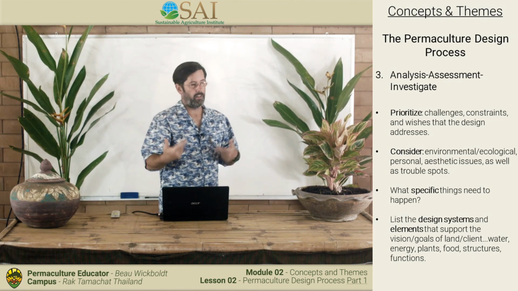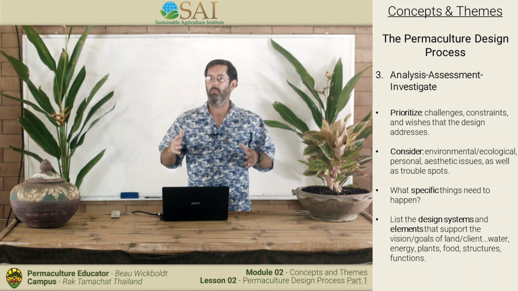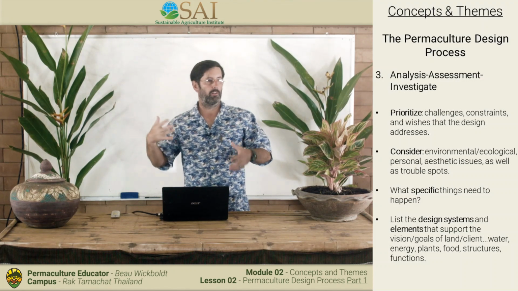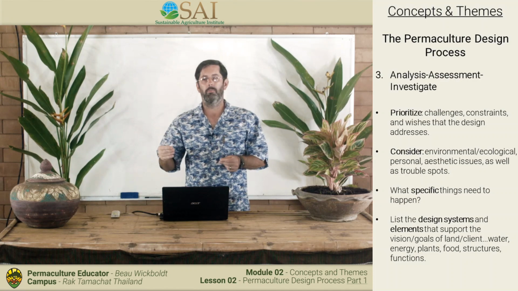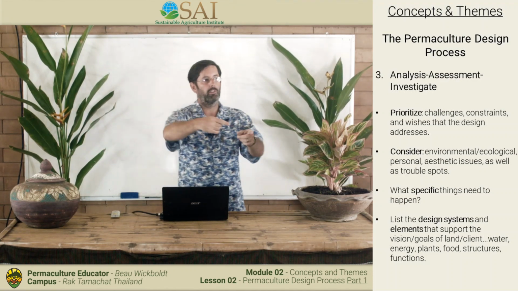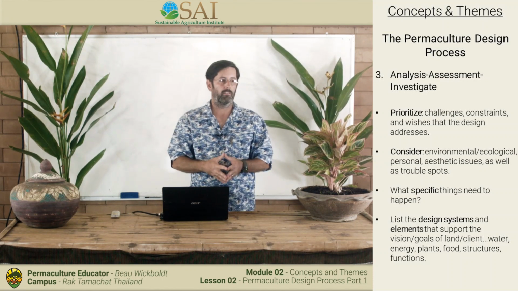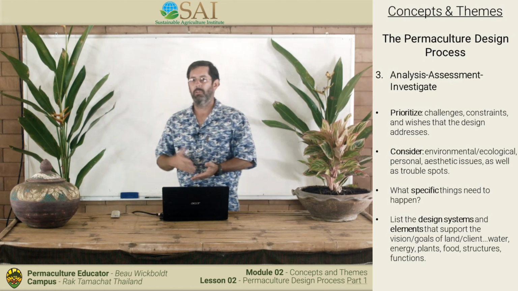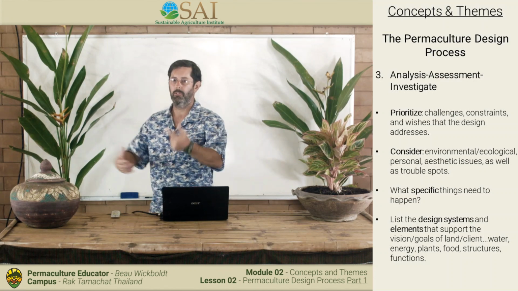And wishes that the design could address, like I wish I had more relationships, or I wish I had healthier food, or I wish I had more spirituality. These are things that the design could address, and it will help you to know what elements you need to put into the design to address those things. So if I want to have a more holistic lifestyle, I may need to have a place to do yoga or meditation, right? I may want to be able to swim, right? Because that's something I want for my health, to be able to swim.